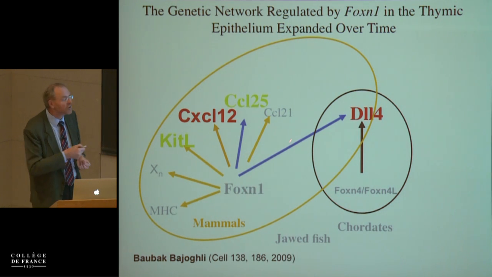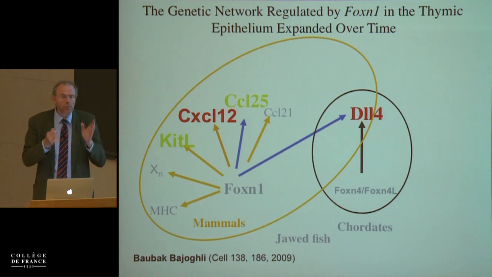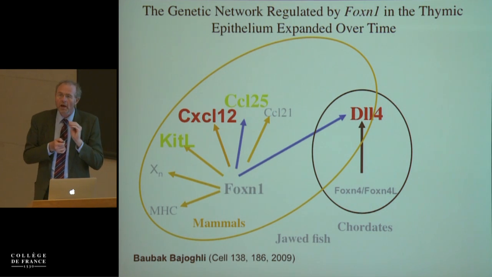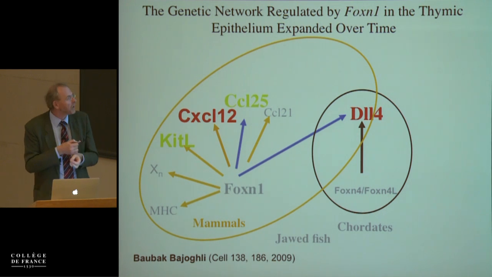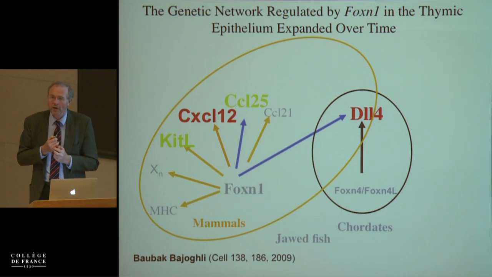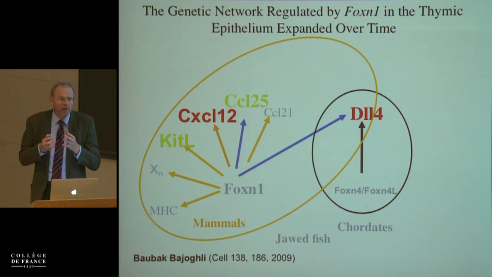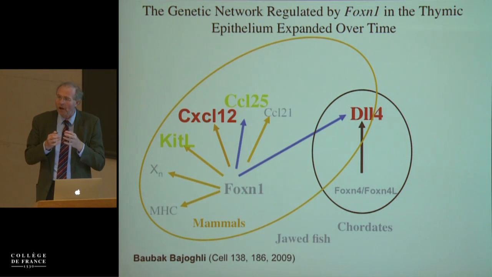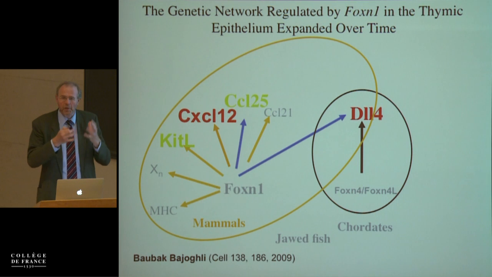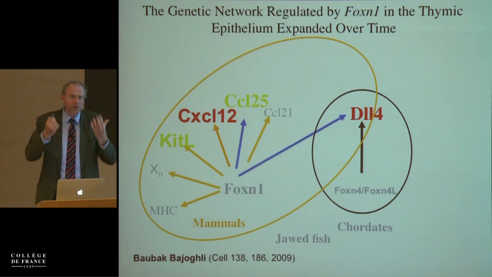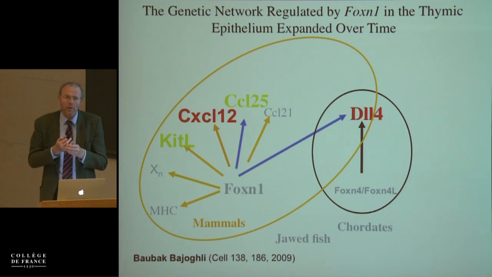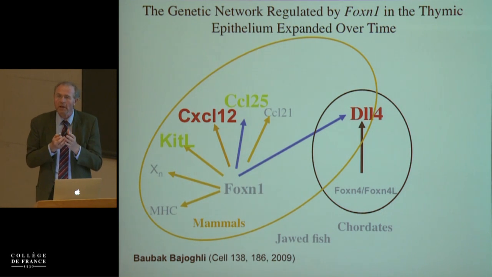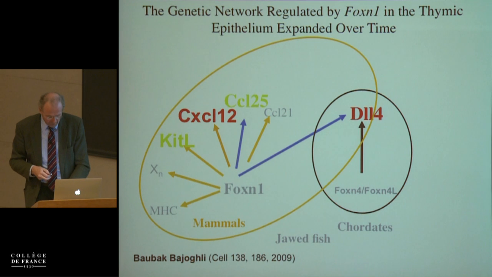Now, if this is really true, is it possible to reconstitute, let's say, a primitive thymic microenvironment by using just a handful of these factors? And we are not interested now in recapitulating a quantitative thymic environment that is producing millions of T cells. We are interested in the qualitative aspect. So what is really required minimally to make a thymopoietic environment?